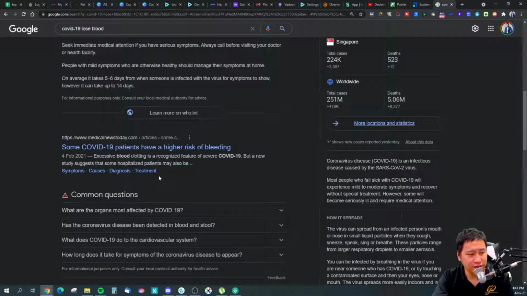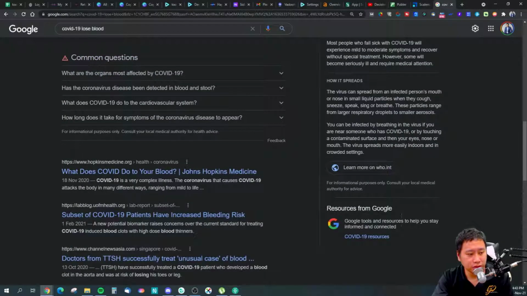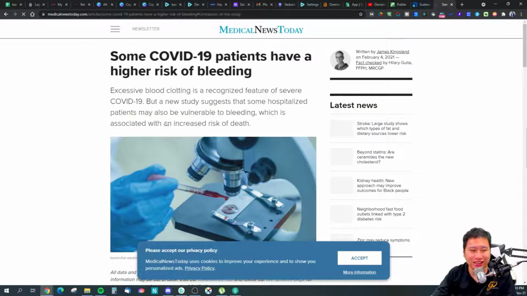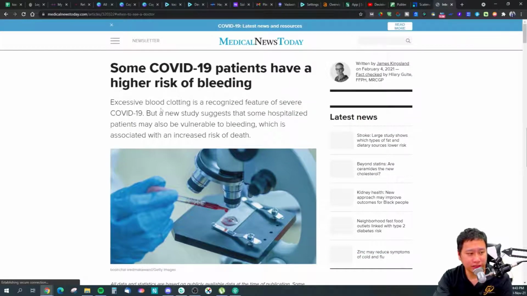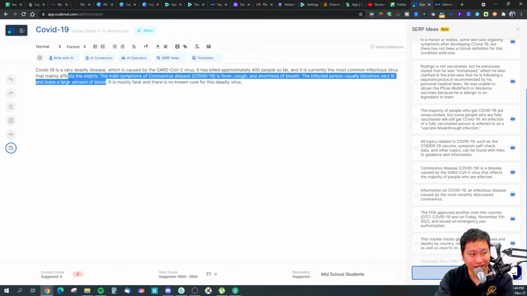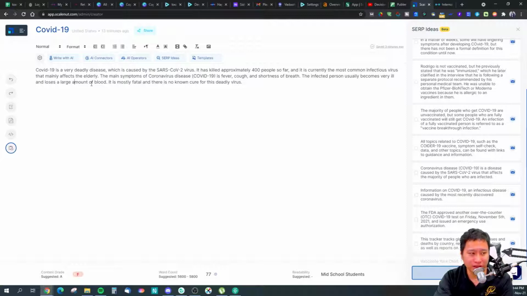Okay, excessive blood clotting. So it does induce blood clots. Some COVID-19 patients have a higher risk of bleeding. Let's look at this. Excessive blood clotting is a recognized feature of the severe. Some hospitalized patients may be vulnerable to bleeding. So that means it has a higher risk of bleeding, but it doesn't mean that you're going to lose a large amount of blood. So this is not necessarily accurate. The idea is there, but it's not phrased correctly.